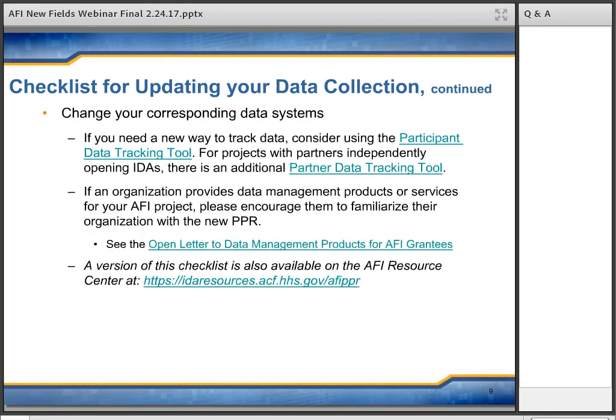So the other component to that then is updating your data system, whether that's a simple file you created yourself or software by a data management company. So if you need a new way to track data, consider using the participant data tracking tool for projects with partners independently opening IDAs. There's also a partner data tracking tool, and both of those are available on the IDA Resource Center website. They're Excel spreadsheets that have a lot of formulas where you can put in the participant level data and it will roll up automatically to make your calculations to put into your IDA PPRs.